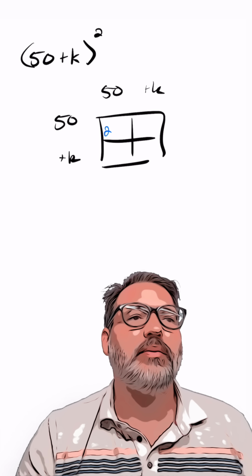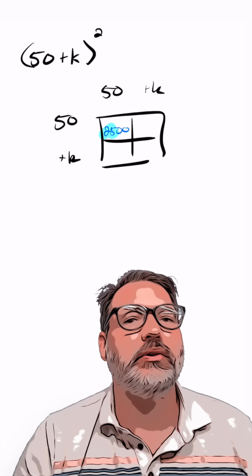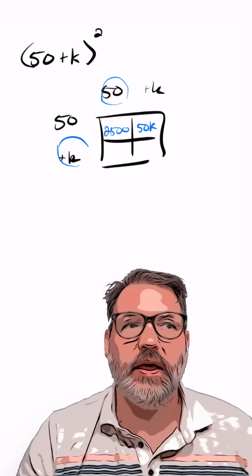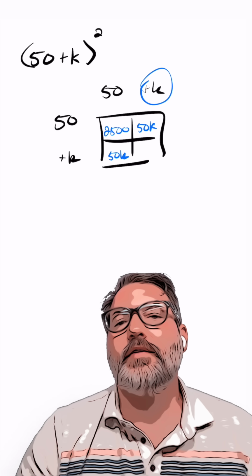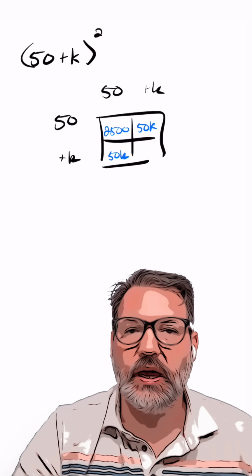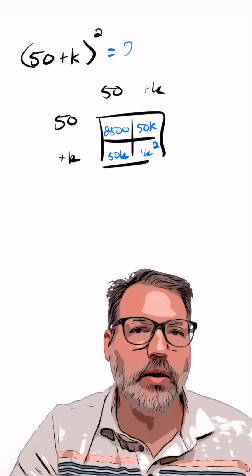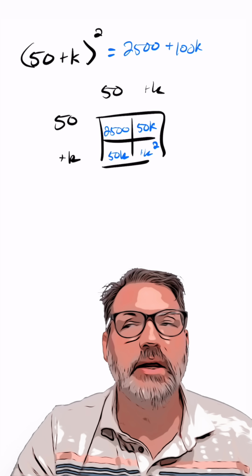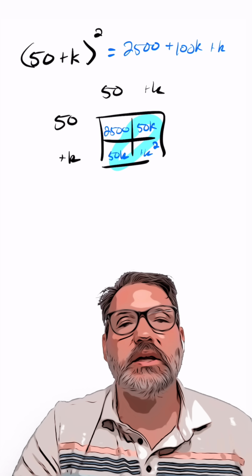We multiply 50 by 50 and we get 2,500. Importantly, you might notice a 25 there. 50 times k is 50k, and then coming down here, 50 times k is 50k, and then finally k times k is k squared. Which means when we do this particular binomial expansion, what we get is 2,500 plus 100k, since these two 50k's are like terms and add together, plus k squared.